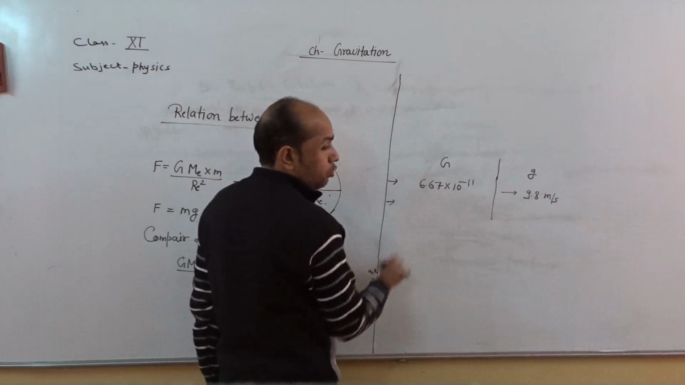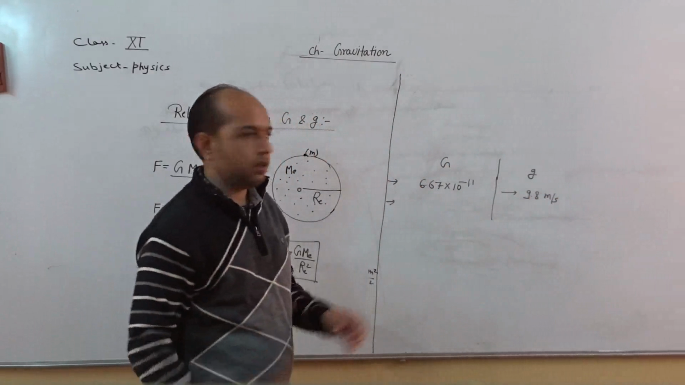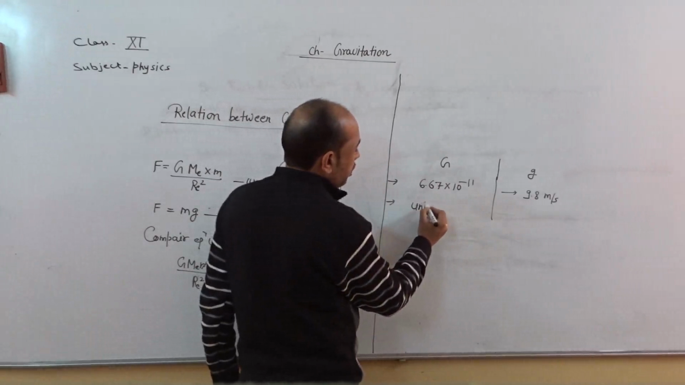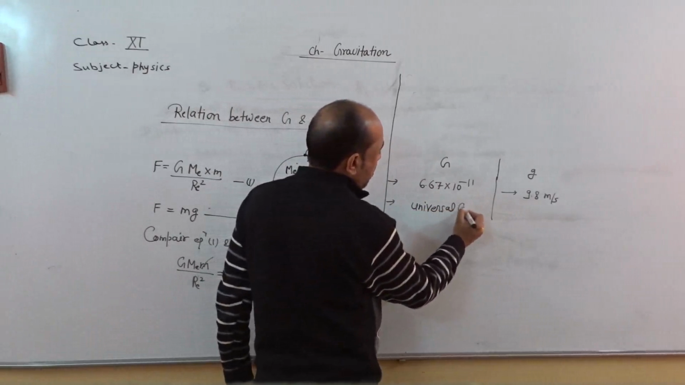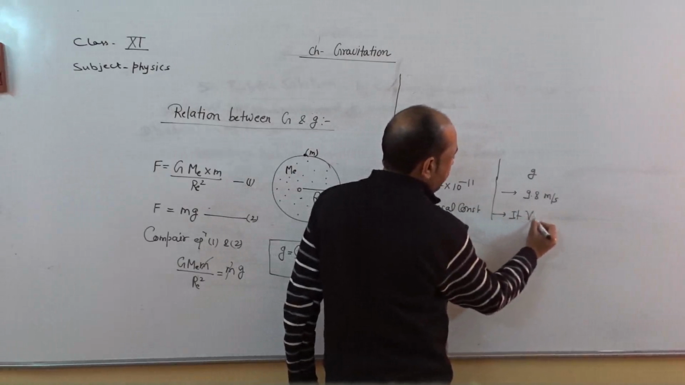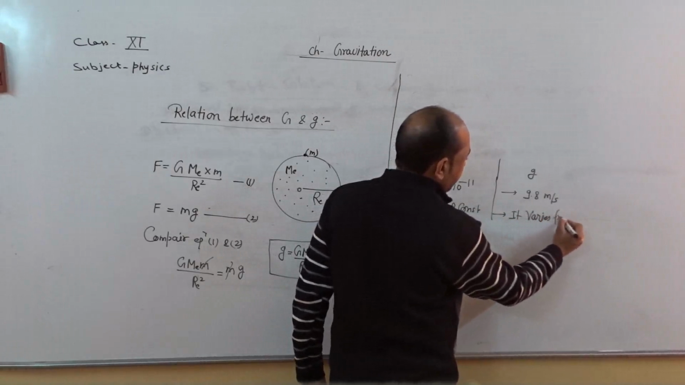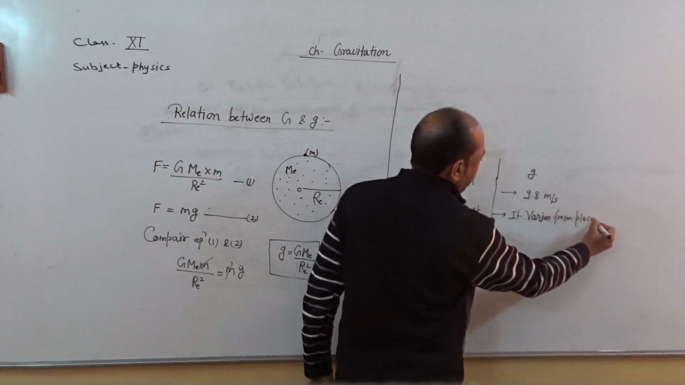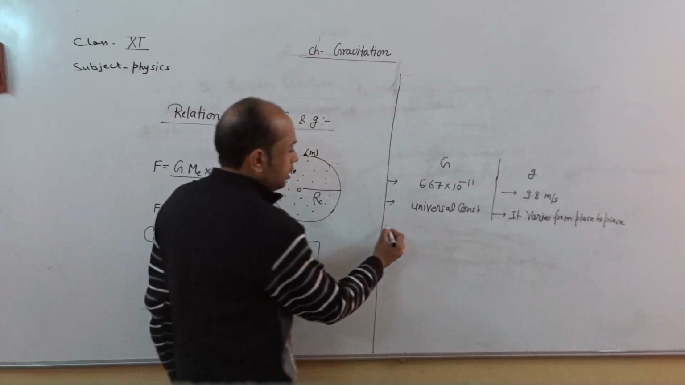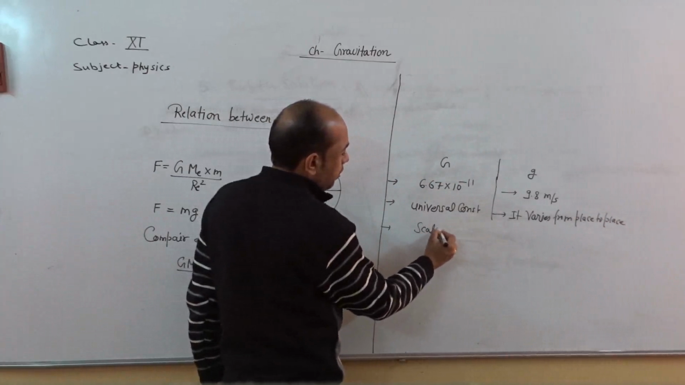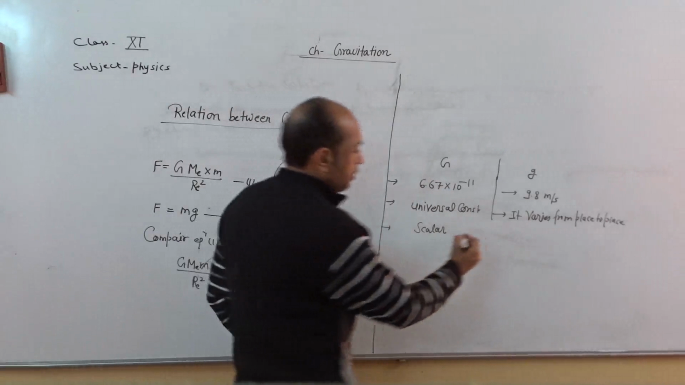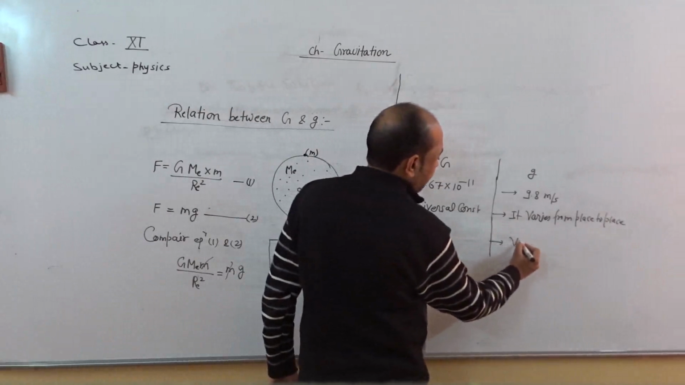Another difference is that G is a universal constant. That means it never changes its numerical value. So this is universal, while small g varies from place to place. The third one is that G is a scalar quantity, which means it shows only magnitude, but small g is a vector.